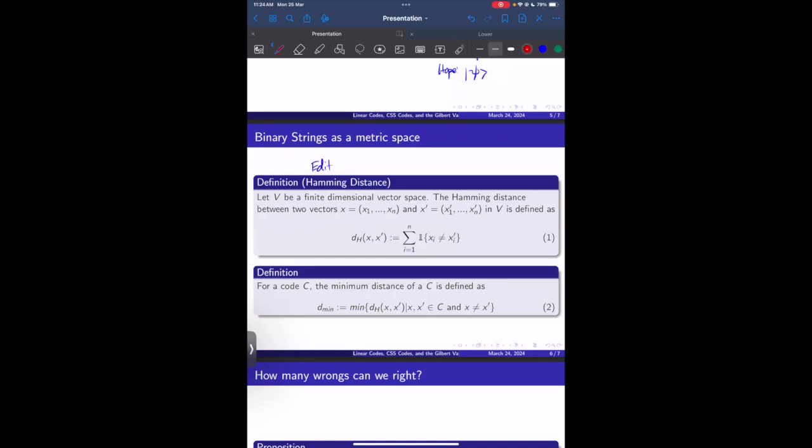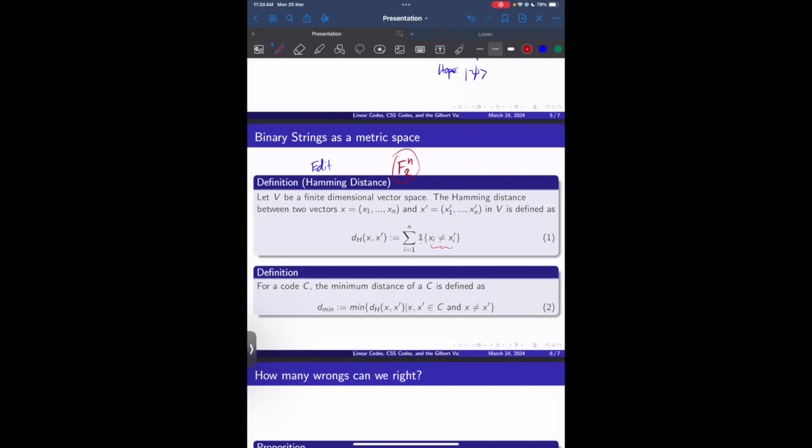We let V be some finite dimensional vector space. In our example, for the purpose of discussion, we are just considering the vector space of n bit strings, which we will denote like that. And so the Hamming distance between the two vectors is defined as this, right? You look entry-wise, because you're running over all the entries. You look entry-wise, where do they differ? And you sum up the value of the indicator function.